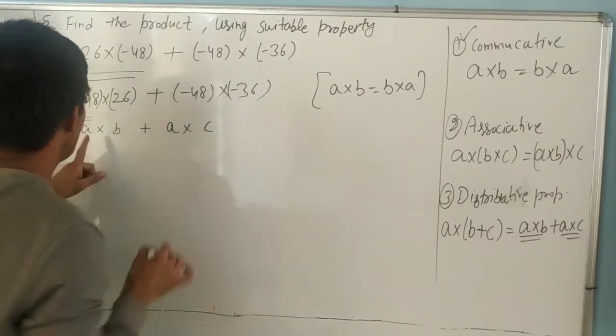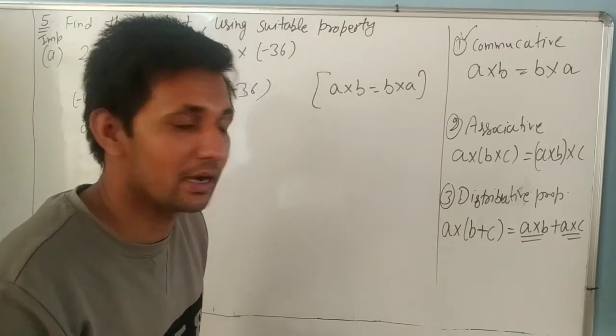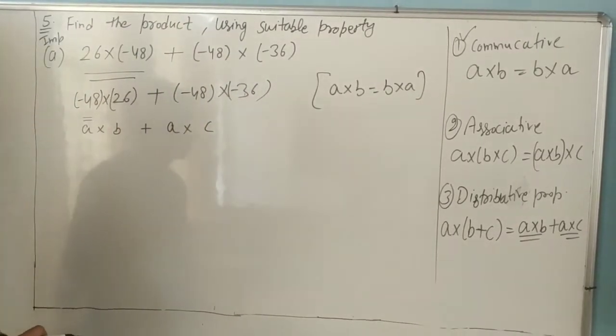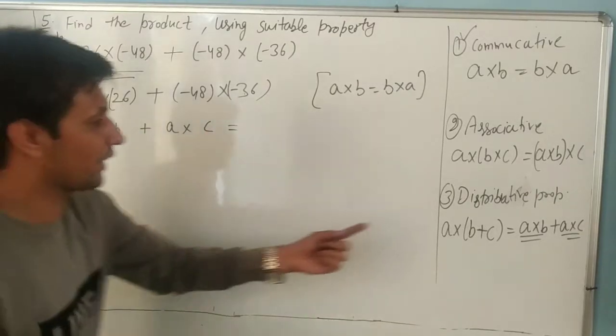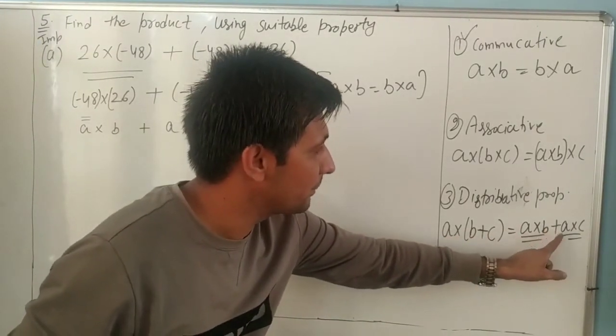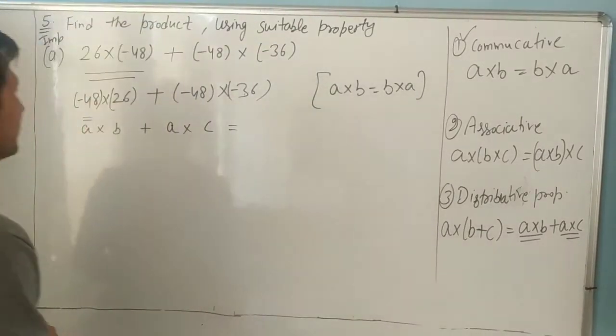So it is C. Which property is it? Distributive property. Understand? So we will write, and it is always equal to A into B plus A into C. This one or not? So you will write here.